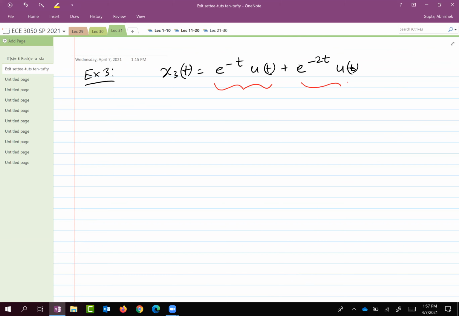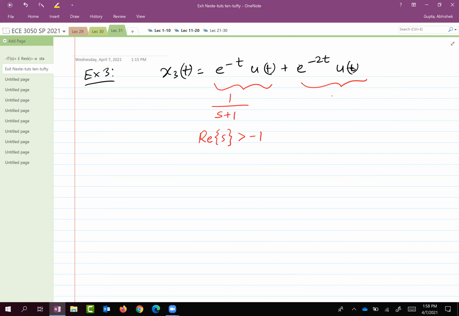So I have two terms here, both are getting added. The Laplace transform of the first term, wouldn't that just be 1 over s plus 1? Right. And what's the region of convergence? S has to be greater than -1. Perfect. And in this case, what about the second term?